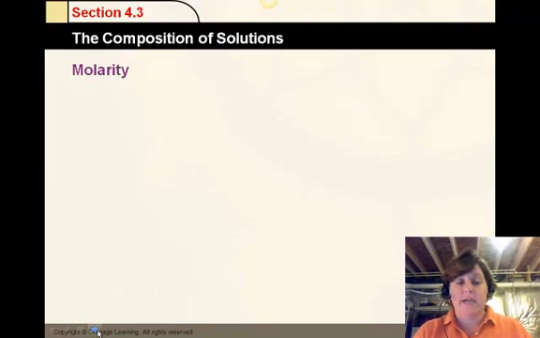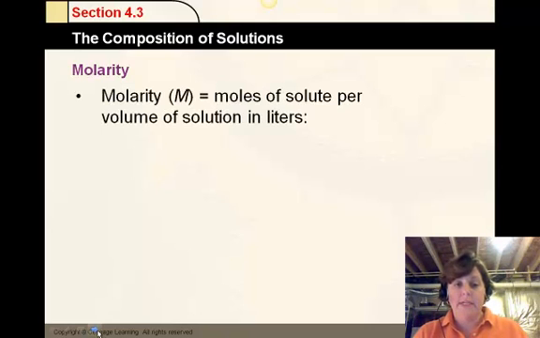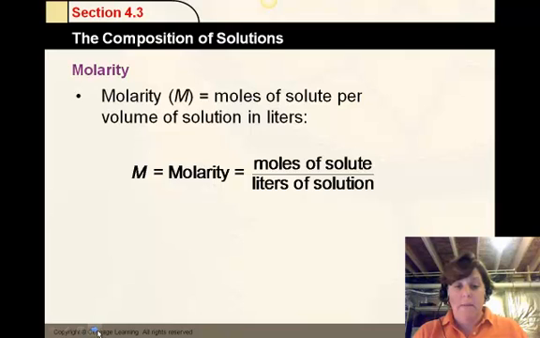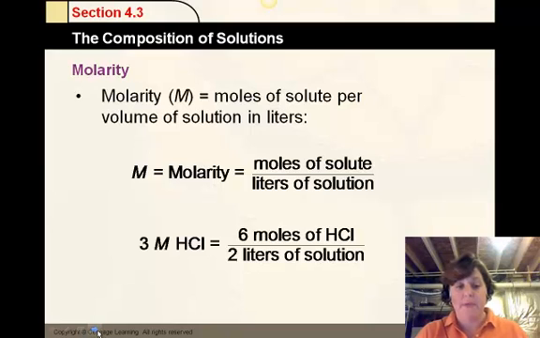So this particular section deals with solutions, just very generally. In the next chapter, chapter 5, we will actually be talking about different units of concentration. But in this particular chapter, we're talking about molarity. Molarity is the moles of solute per volume of solution in liters, so moles per liter. And I know we're all familiar with this from intro chemistry. So for example, a 3 molar hydrochloric acid solution, an example would be 6 moles of hydrochloric acid in 2 liters of solution.